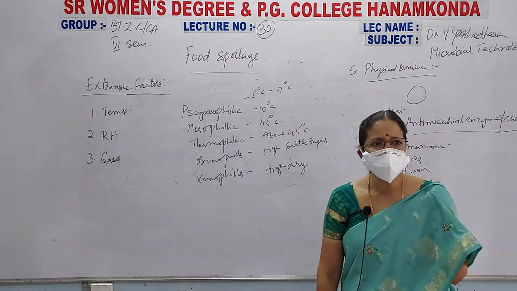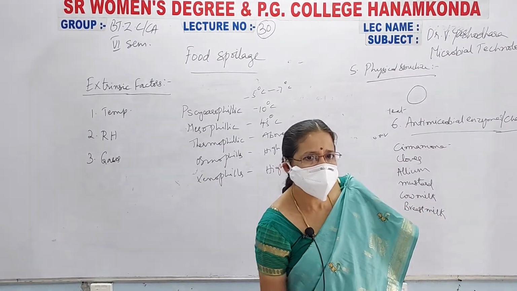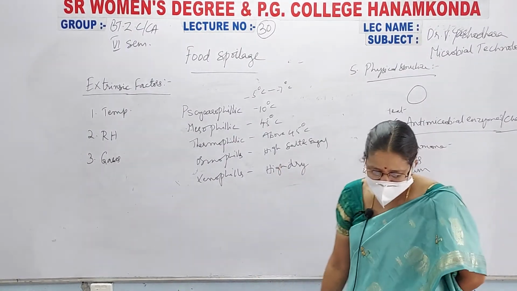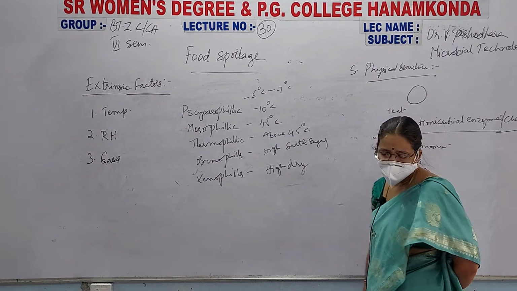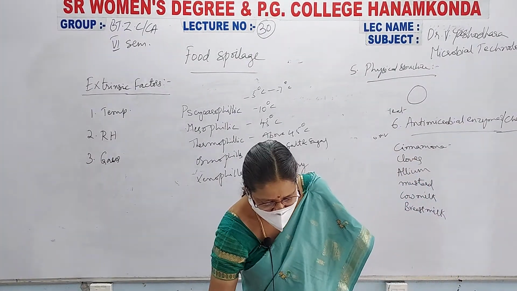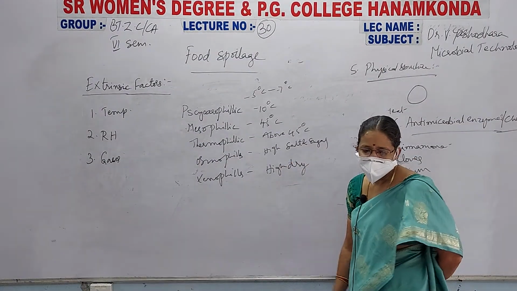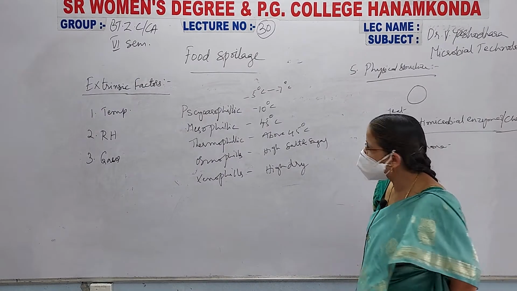What is relative humidity? Relative humidity is the thing in which the maintenance of water will be observed, that is, the equilibrium between the moisture content of food and the air.